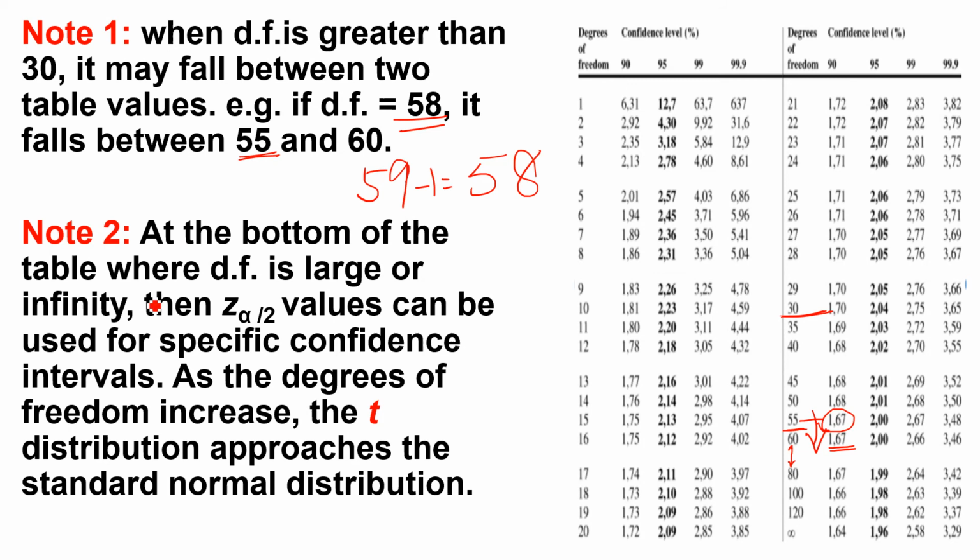At the bottom of the table, where df means degrees of freedom, is large or infinity. See, after 120 we have infinity. It means as the degrees of freedom increases, our t distribution becomes equal to the normal distribution, and for the normal distribution you have to see the z table, z distribution. At the bottom of the table where df is large or infinity, the z sub alpha by 2 values can be used for the specific confidence intervals. As the degrees of freedom increases, the t distribution approaches the standard normal distribution.